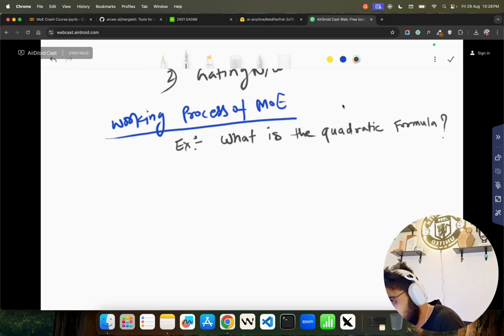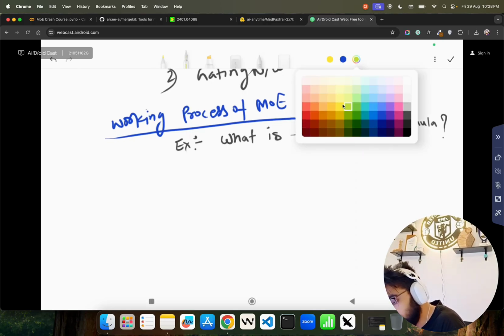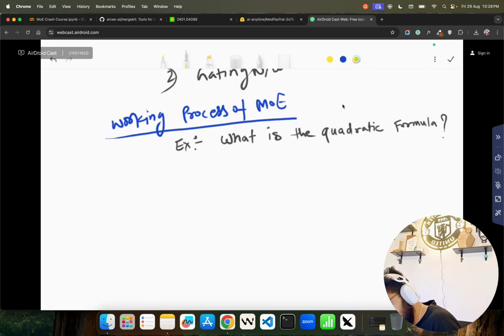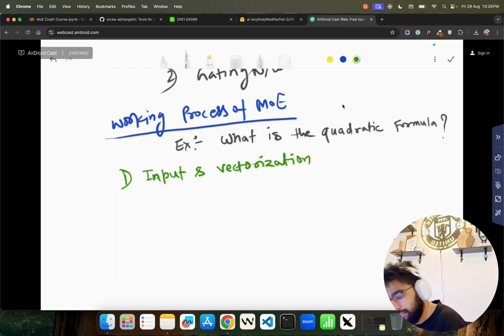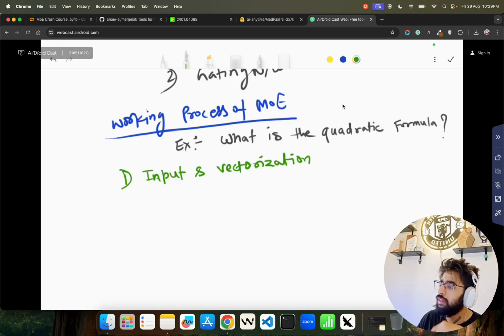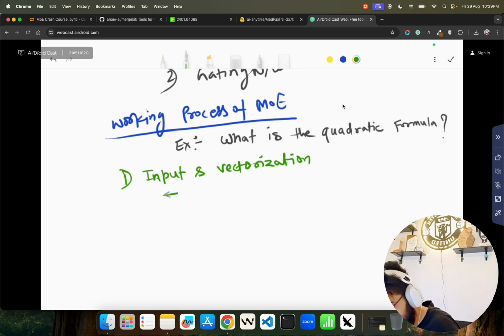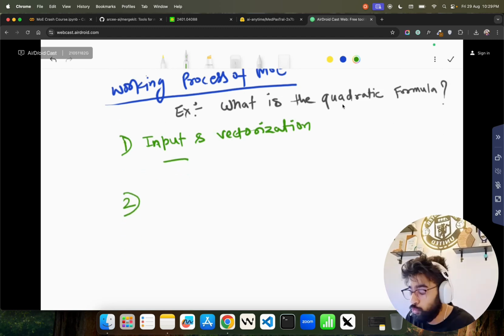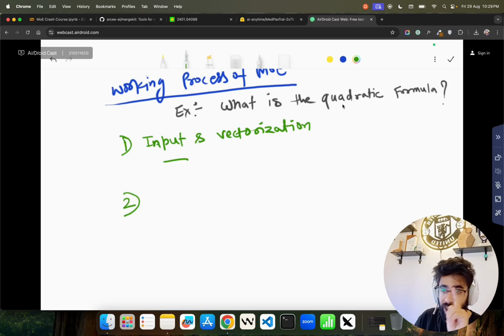The number one thing that you have to remember in this process is like this. Number one is input and vectorization. That's the number one thing, input and vectorization. Let me just keep a little space and keep writing, and then I'll come back to each pointer later.